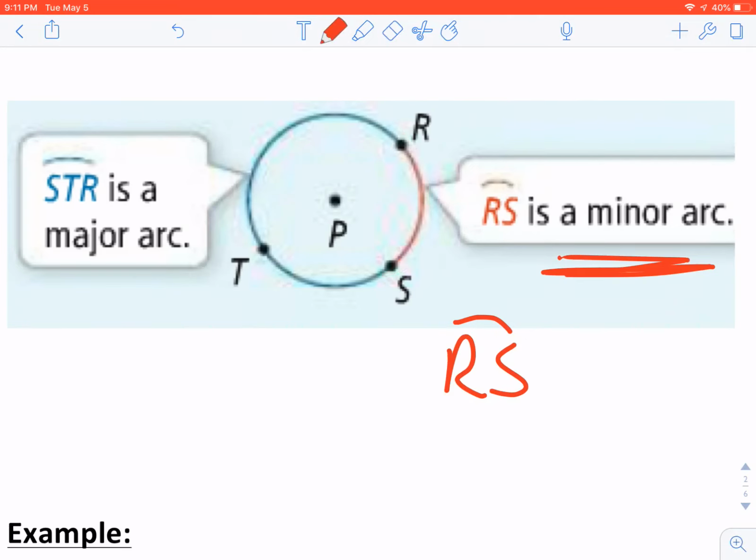If we want to name a major arc, the reason why you have to use 3 terms is so you know what direction you're traveling. Okay, so let's actually make a point here.